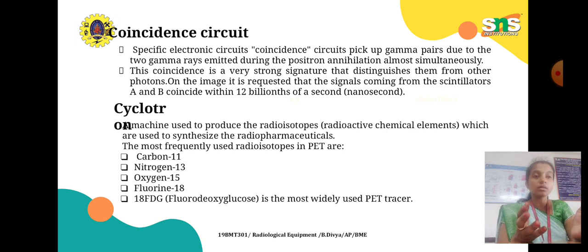We can identify those things by using the gamma camera which is present in the PET. The most frequently used radioisotopes in PET are carbon 11, nitrogen 13, oxygen 15 and fluorine 18. 18 FDG is the most widely used PET tracer. 18 FDG is fluorodeoxyglucose, the most widely used PET tracer.